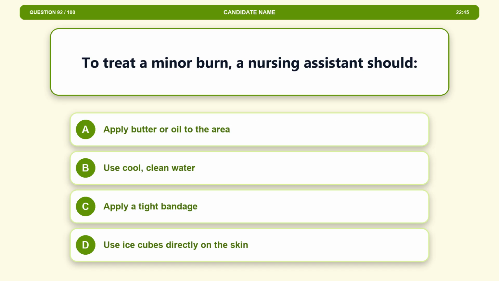Question 92. To treat a minor burn, a nursing assistant should: Option A, apply butter or oil to the area. Option B, use cool, clean water. Option C, apply a tight bandage. Option D, use ice cubes directly on the skin.